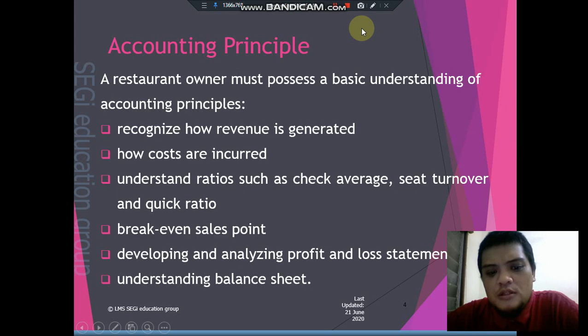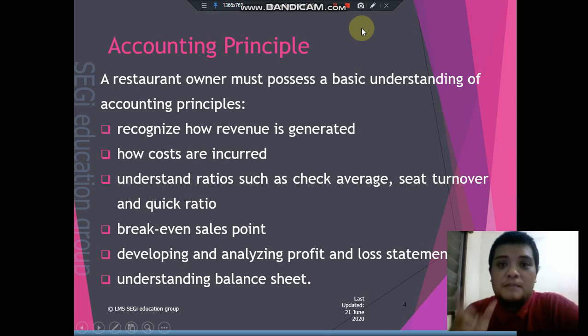Next is we will be learning about break-even points. Break-even point is the point in which the dollar amount that you should make in order for you to not be at loss in business. You should not be at loss in business to survive in business. So break-even point is actually the minimum number of sales that you generate to cover all costs so that you will not be at loss.